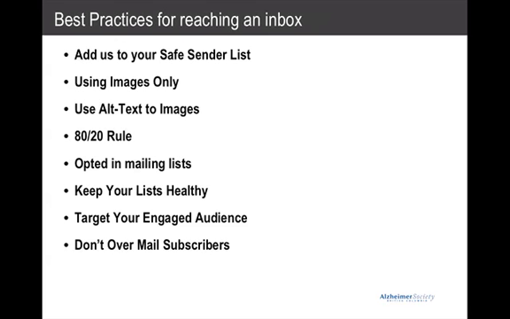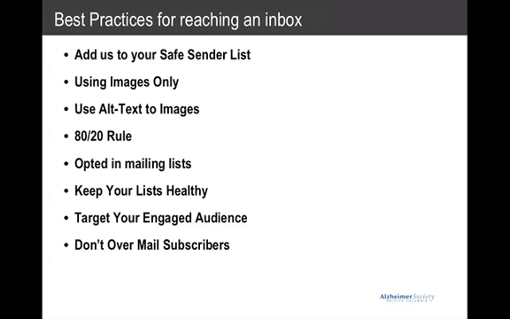The 80-20 rule is set for email marketing. It means 80% text to 20% images. A lot of spam filters look for this. If it has 80% text and 20% images, even if the images are turned off, they're going to be able to see what your email is about. They're going to still be able to read your email.